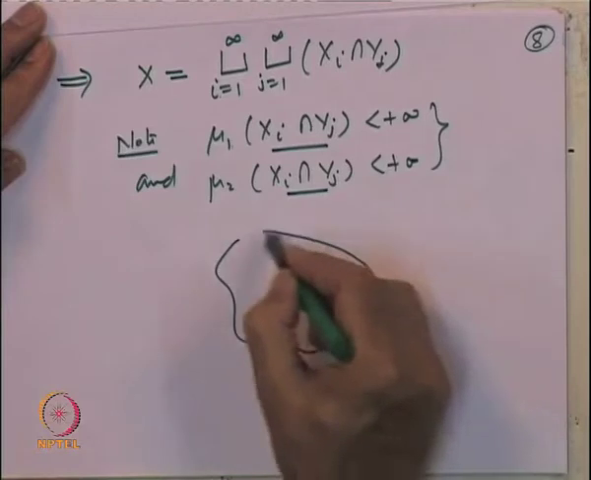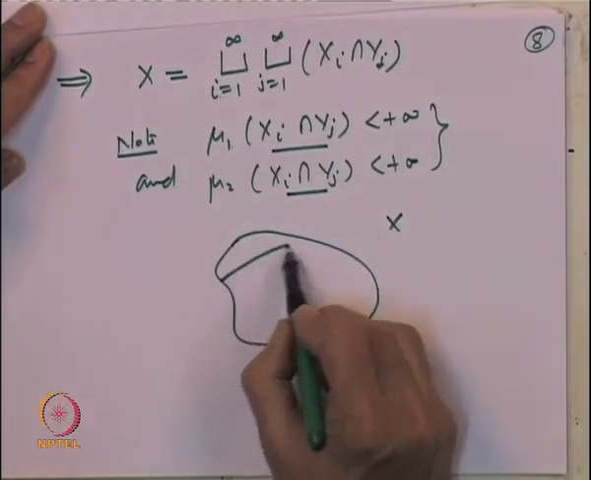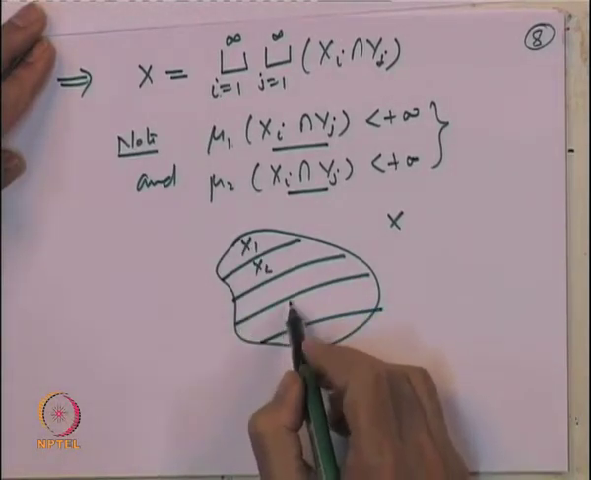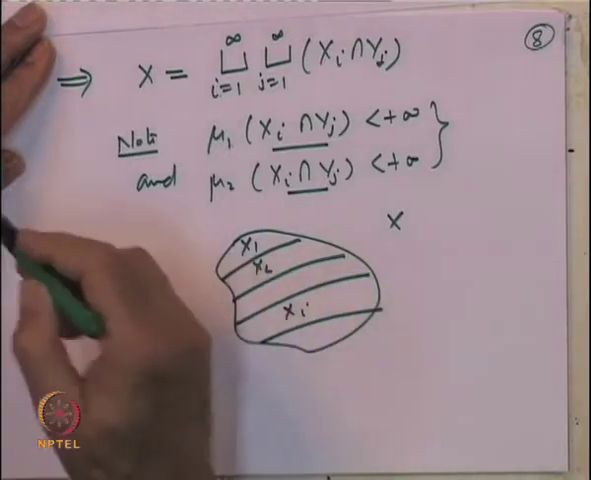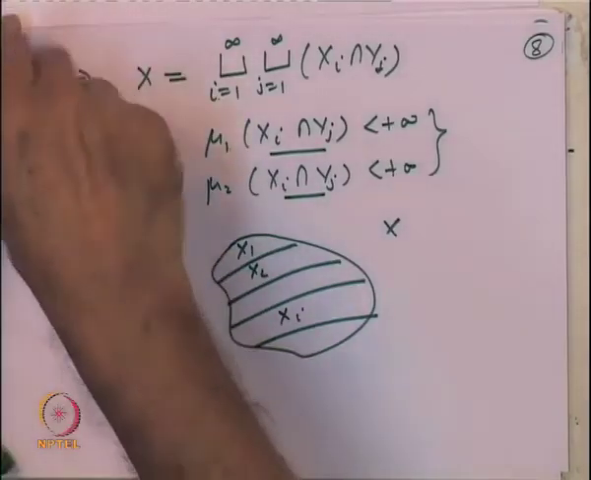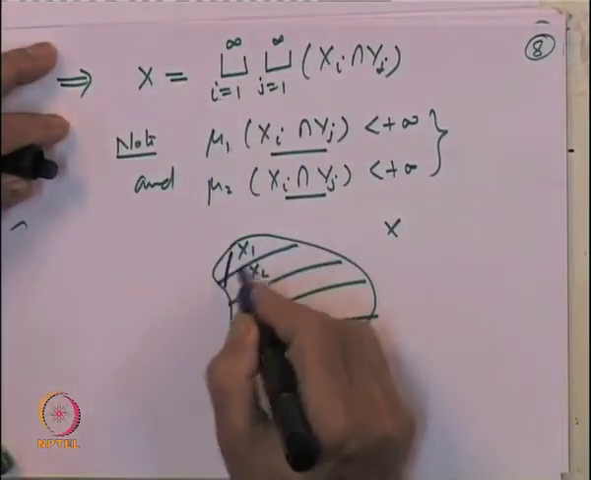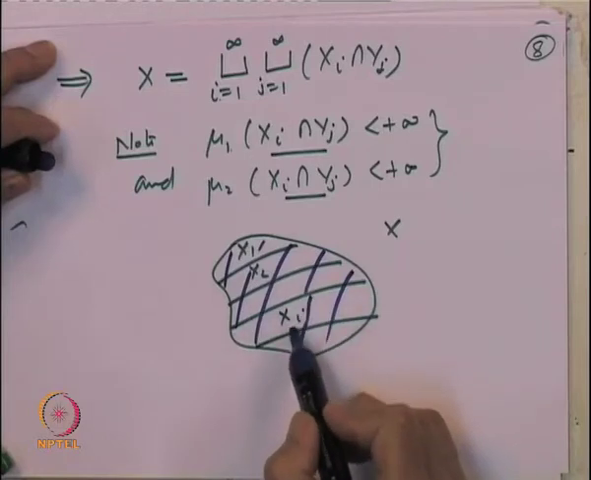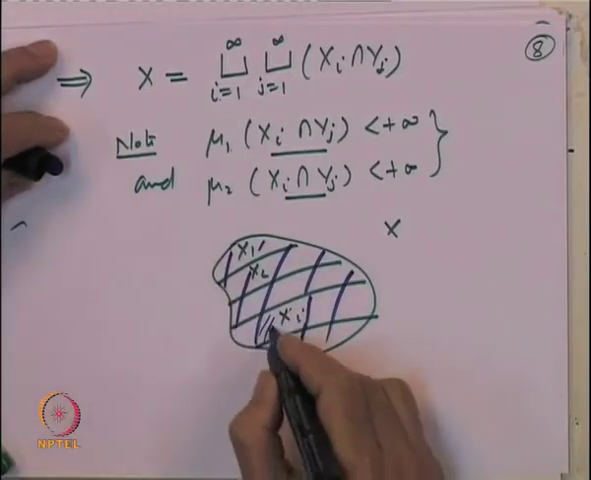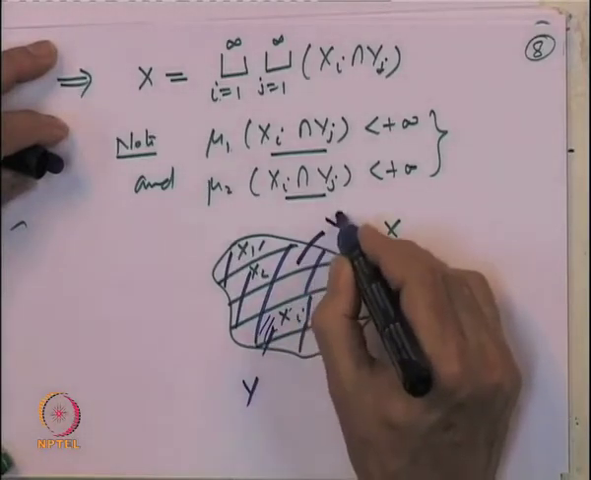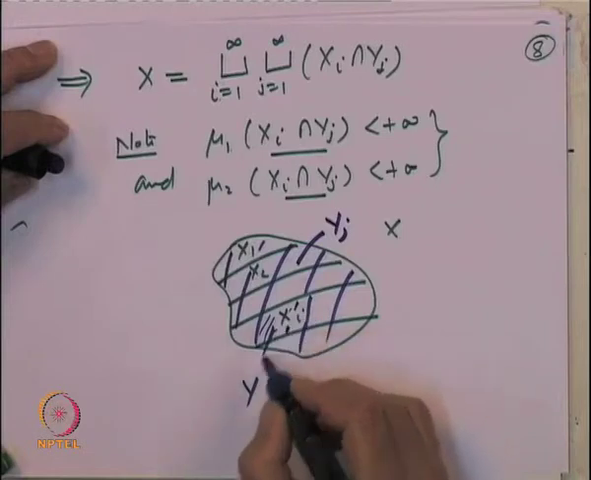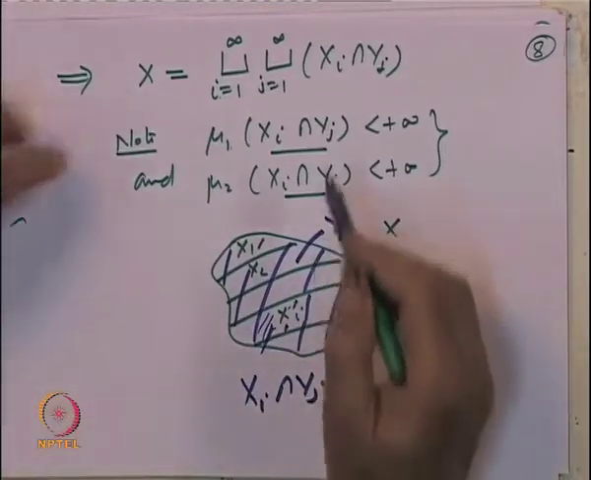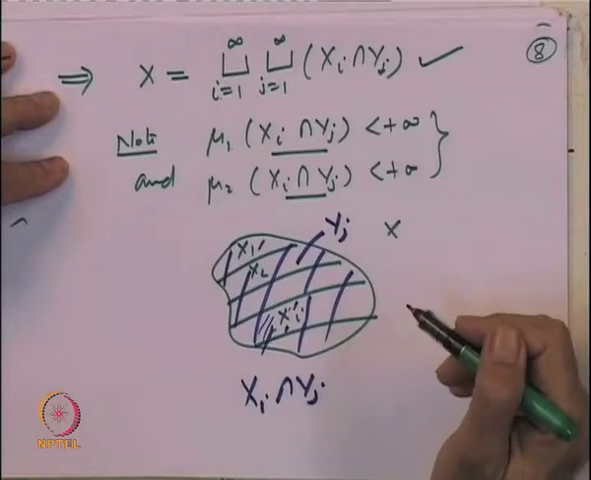So, in the picture you can think of this as x. You divide it into sets x 1, x 2, x i and so on, and then you also have the sets y j's. So, they are decompositions like this. This piece is nothing but x, this piece is y j, and this piece here is x i intersection y j. So, the whole space is cut up into pieces, and this is what the statement means, where each one of them is finite.